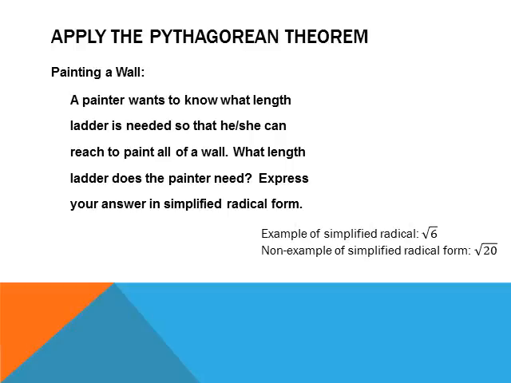A non-example of simplified radical form is root 20. I know that 20 can be expressed with the factors 5 and 4, and I know that 4 is a square. So if I were to simplify root 20, I would get 2 root 5. So there's your little lesson on what simplified radical form is. So let's talk about the problem.